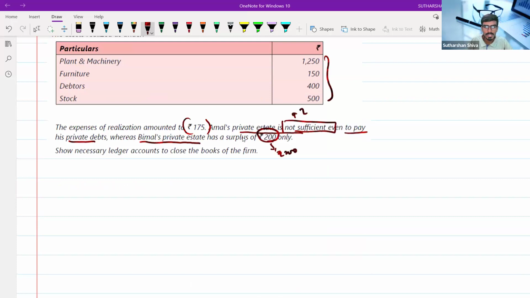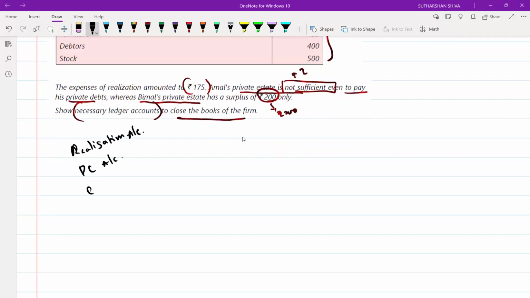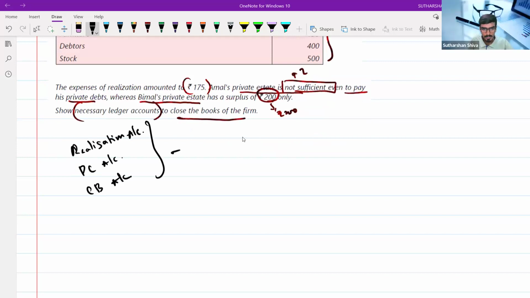Show the necessary ledger accounts to close the books of the firm. As a chartered accountant or as an accountant, we need to show what ledger accounts are to be maintained. First, let us discuss in detail what ledger accounts are to be maintained. Obviously, I need to prepare 3 accounts which are mandatory: the realization account, the partners' capital accounts, and the cash or bank account. These 3 accounts are mandatory.